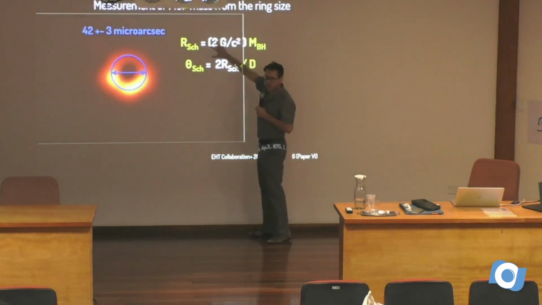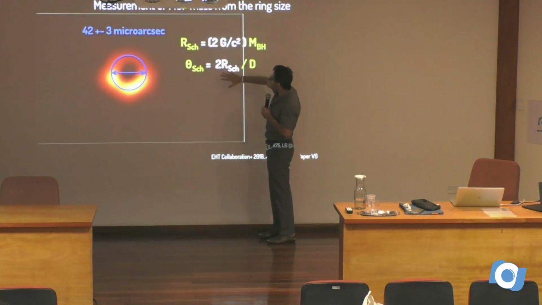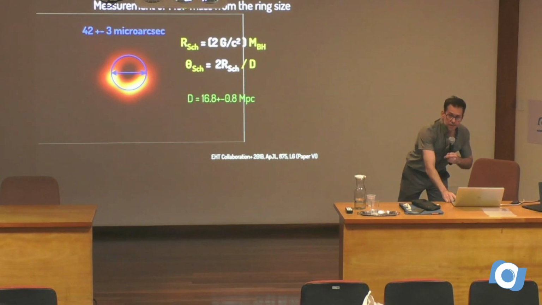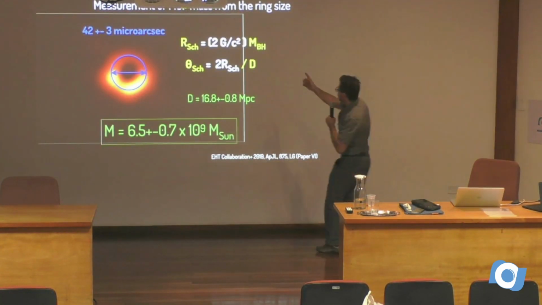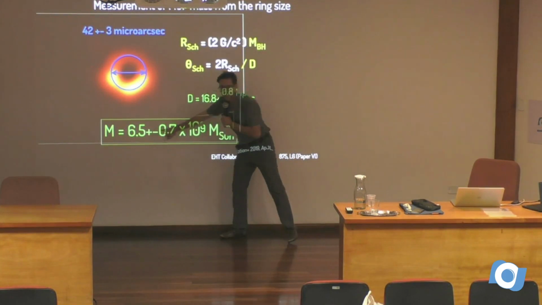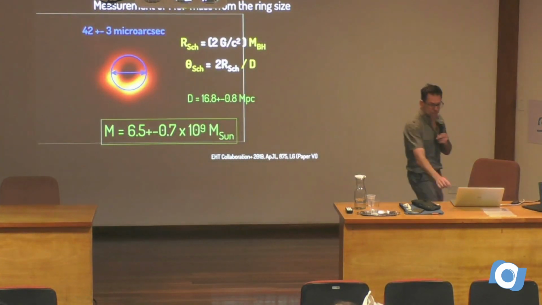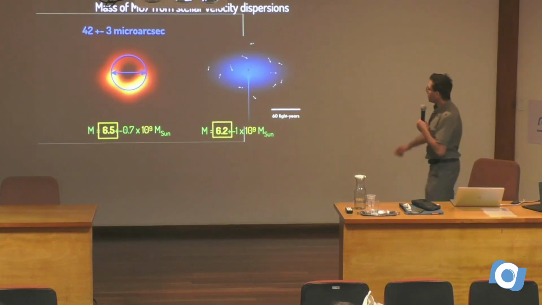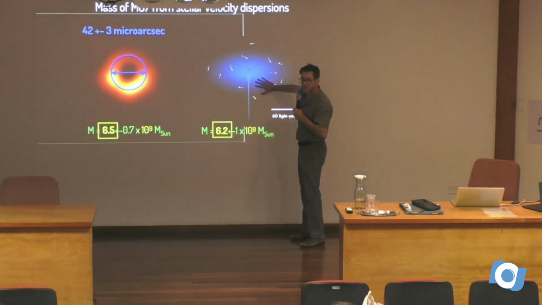We can use general relativity, the Schwarzschild radius. This is the formula I used before. There was an independent measurement of the distance, about 70 megaparsec. If you have the distance, then you can get a mass. And then you get a mass of 6.5 billion solar masses, right? And this is very much in agreement with the stellar velocity dispersion measurements, okay?